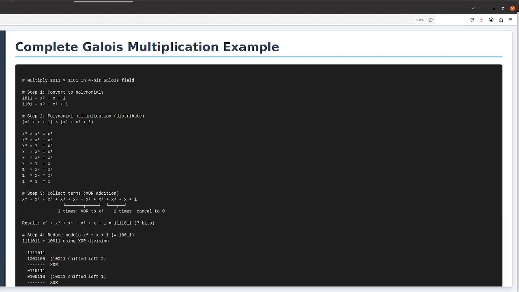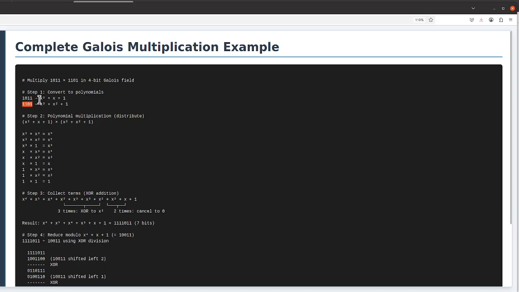Complete Galois multiplication example. Let's walk through a complete example of Galois field multiplication from start to finish, using small 4-bit numbers so you can follow every step. The exact same process applies to the 128-bit multiplication in GHASH, just with bigger numbers. We'll multiply 1011 times 1101 in a 4-bit Galois field.